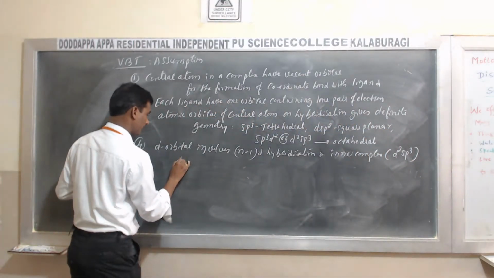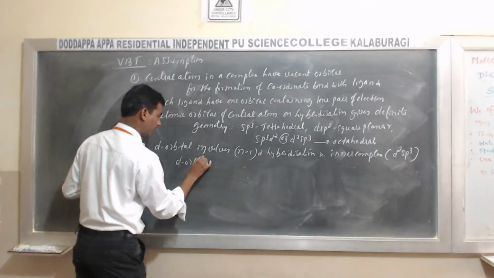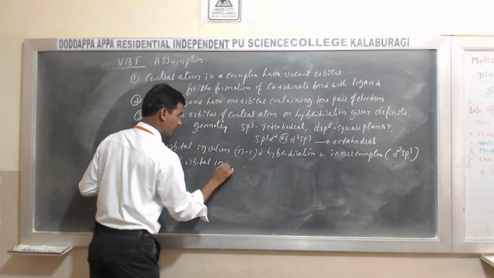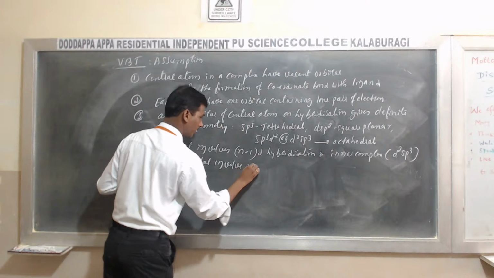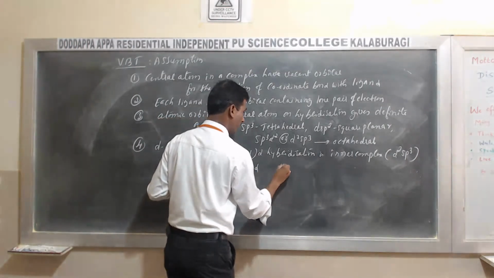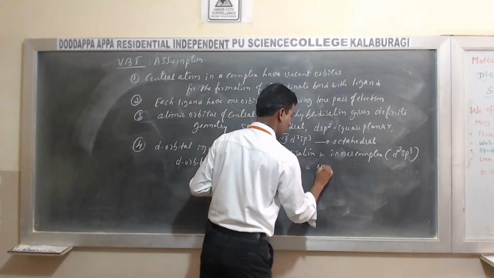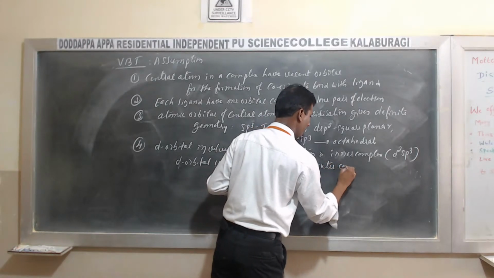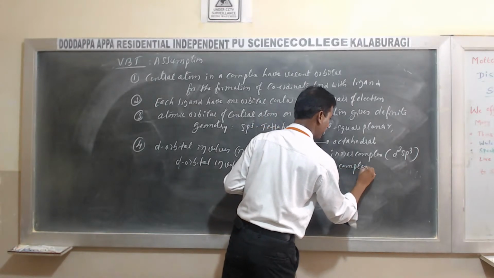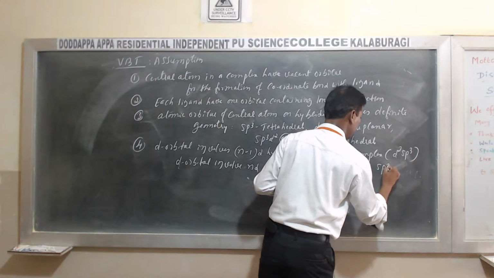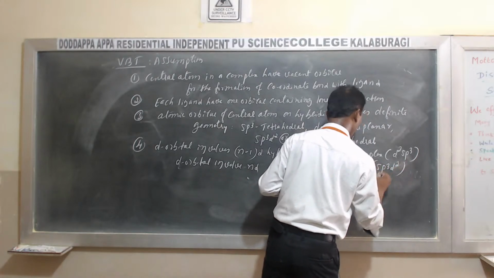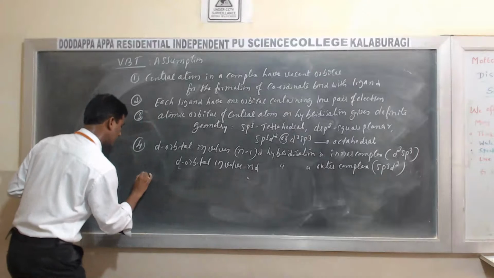Next is what? d orbital involves nd type of hybridization is outer complex. Outer complex, that is nothing but sp3d2.